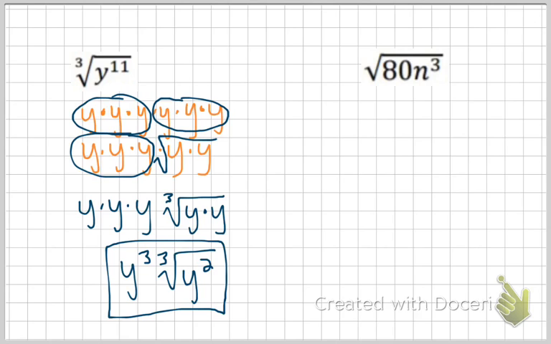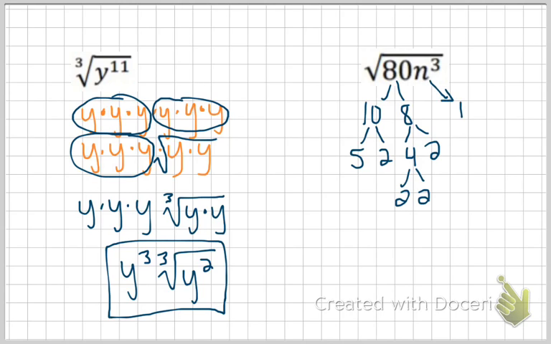In this next problem, we have a coefficient and variables. So we have a value of 80 and then n to the third. We're going to simplify. We're going to find the factors of 80, and we can use 10 and 8 because, well, that works. Break down the 10, and that's 5 and 2. Break down the 8, and that's 4 and 2. Break down the 4, 2 and 2. Don't forget to bring down the n. There's 3 n's, so there we go. Bring this down so everything is at the level of the last prime numbers.